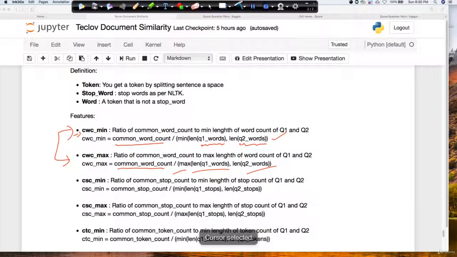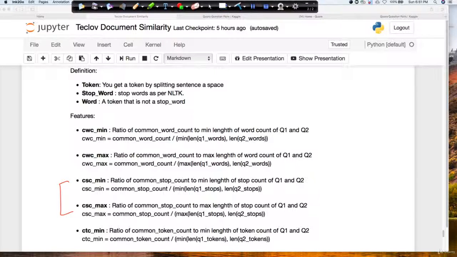Now, the second part, which is CSC and CSC max. In this case, we are just going to look at the stop words, so it's called common stop word count. We look at the common stop words between question 1 and question 2, divided by the length of the Q1 stop words or the Q2 stop words, whichever is minimum. We do a similar thing for the maximum, dividing by the maximum to derive this particular column.